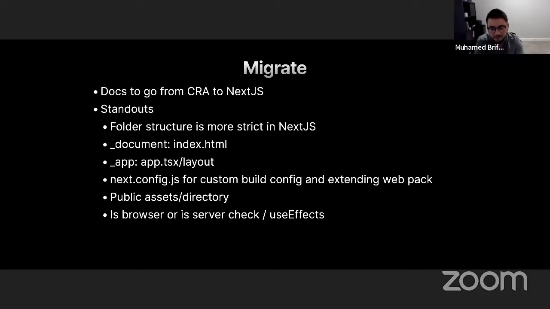The next thing that they have is a next config file. This is a NextJS-specific config file in the root, and it lets you define some NextJS-specific things that it will use for build time. It even lets you extend things like Webpack if you needed to, so you can have your own custom Webpack configuration.